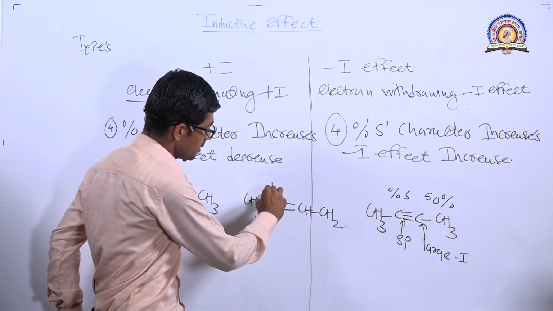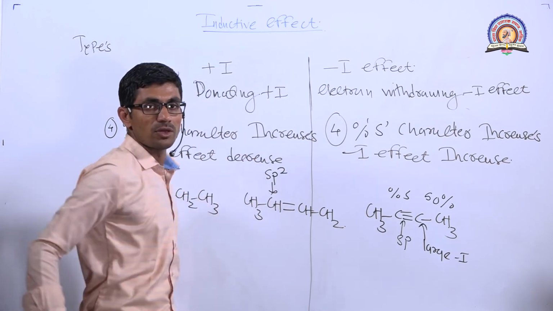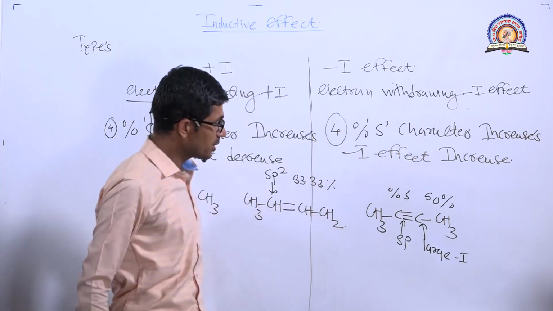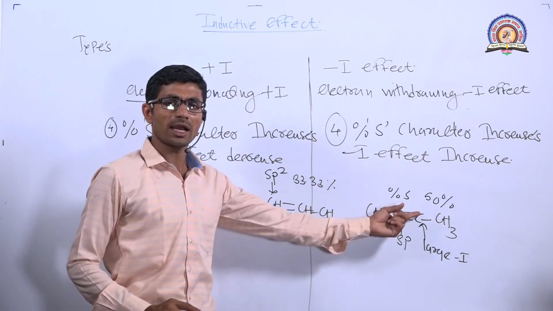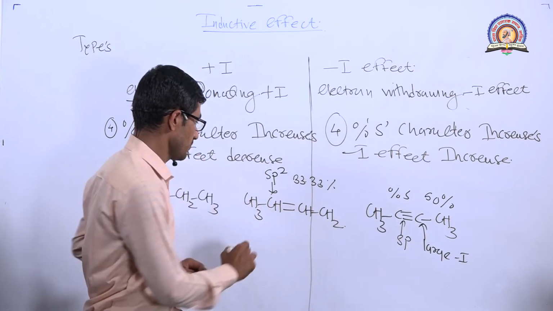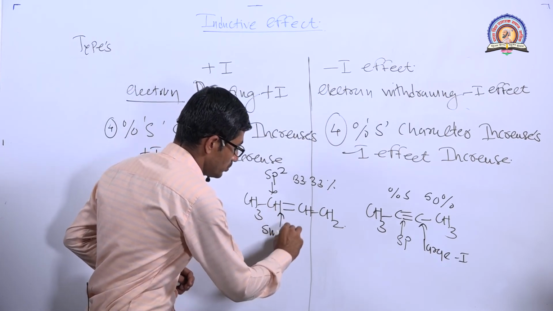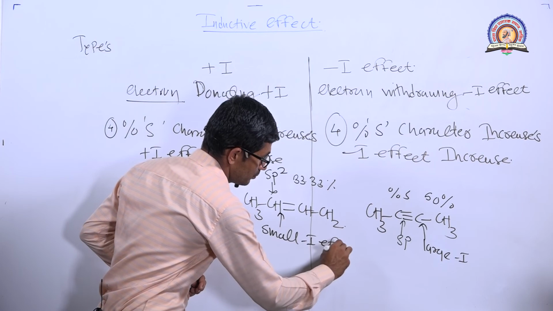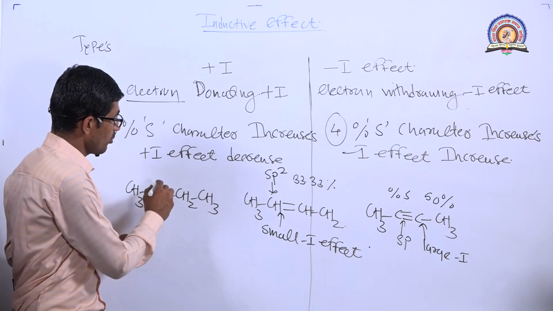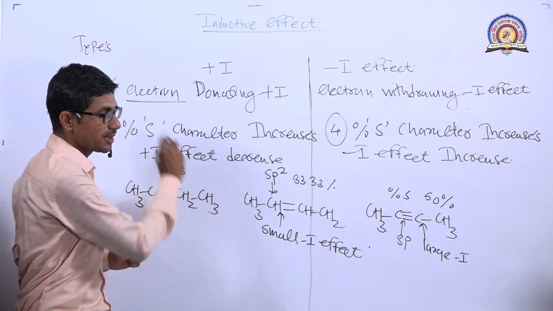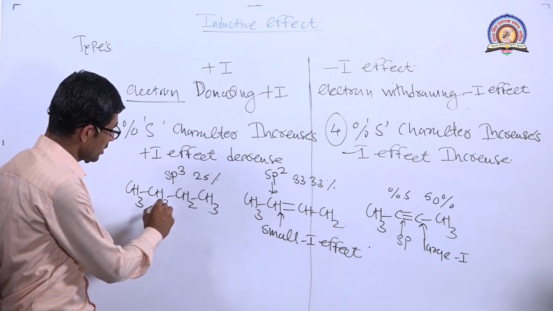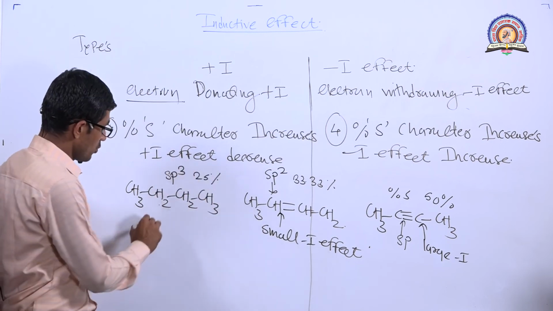Here the carbon is sp2 hybridized. The percentage of s character is almost 33.33%. So here, as compared to alkyne, the minus I effect is less, and we observe a small minus I effect. Here in the alkane molecule, the carbon is sp3 and the percentage of s character is only 25%. So here there is no minus I effect.